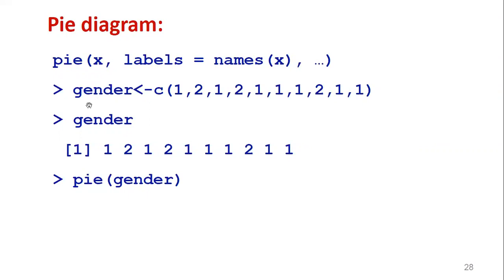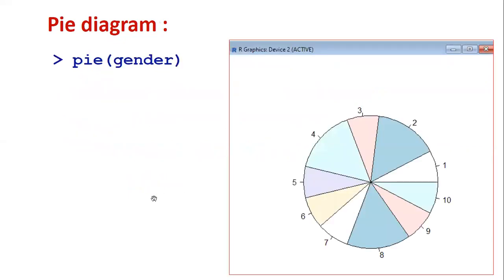We will use the default gender data that we used in our previous bar plot example. So gender equal to c of, take the same data, then simply you can use pie of gender. Now you can see this is the pie chart output. For each category, the circle is segmented into absolute frequency values, that means for each category, the total number of observations.